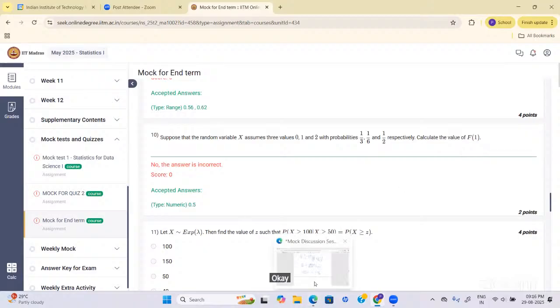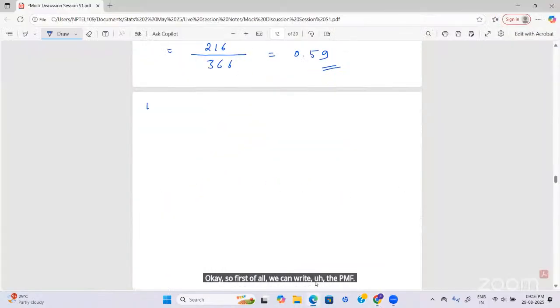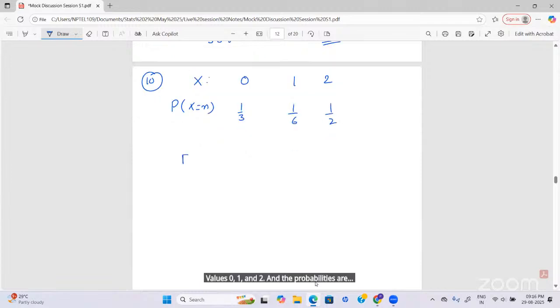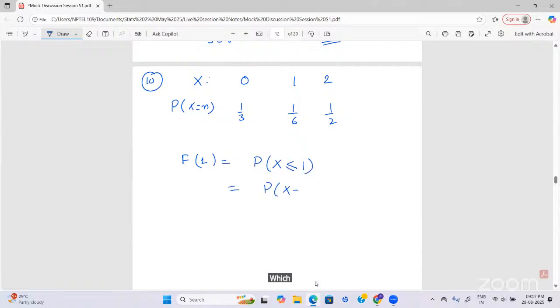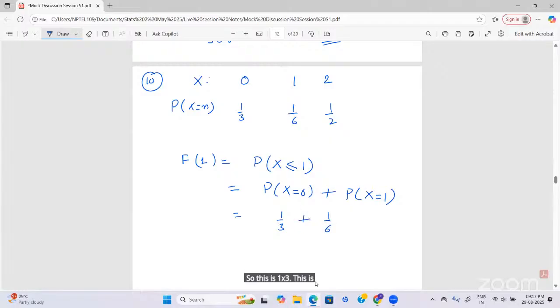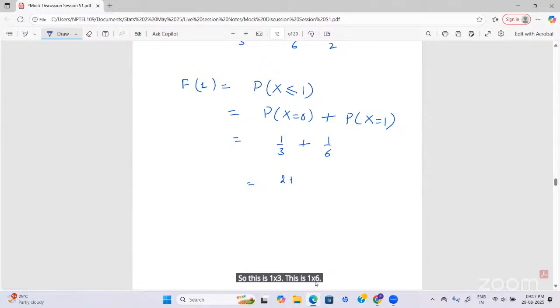Okay, so first of all, we can write the PMF which is given in the question. So X is taking values 0, 1, and 2, and the probabilities are given. We have to calculate F1, which means we have to calculate the probability that X is less than or equal to 1, which means probability at X equals 0, and we have to add probability of X equals 1. So this is 1 by 3, this is 1 by 6. So this will be 1 by 2, right?